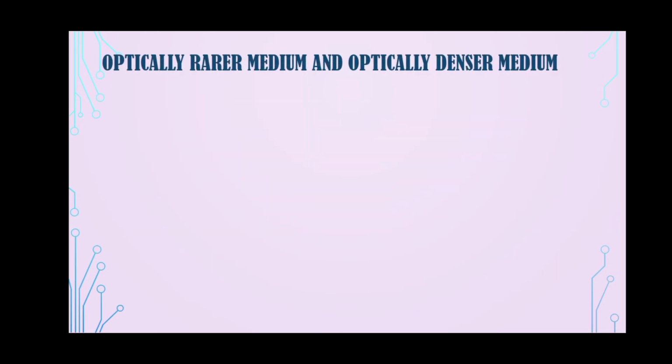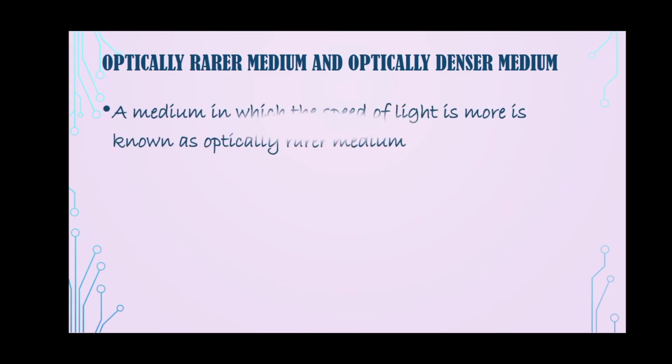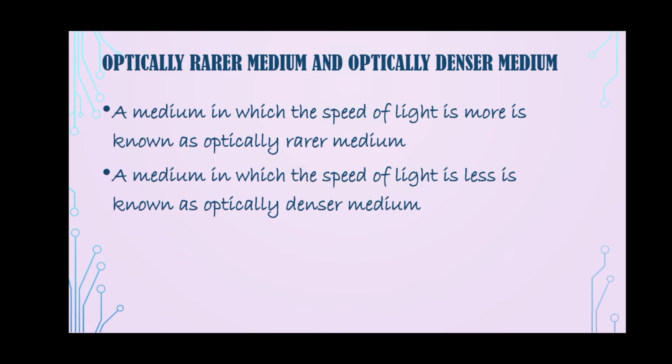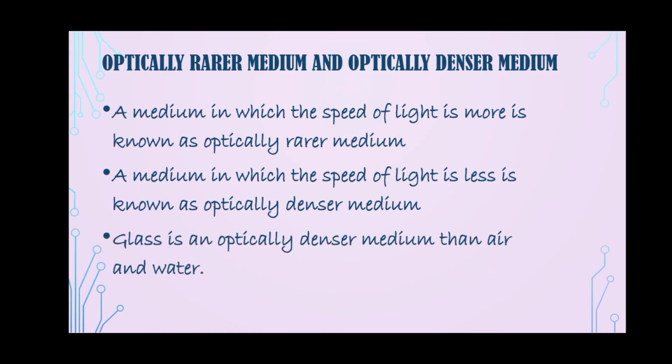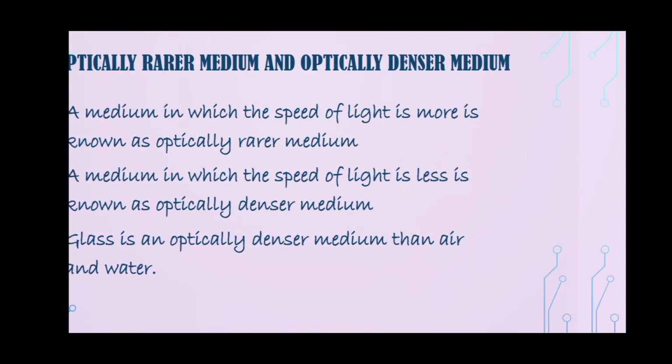Optically rarer medium and optically denser medium. A medium in which the speed of light is more is known as optically rarer medium. A medium in which the speed of light is less is known as optically denser medium. Glass is an optically denser medium than air and water.